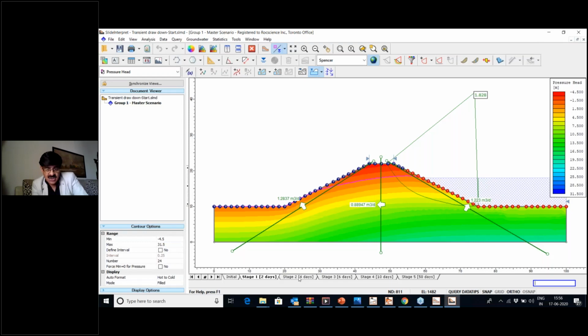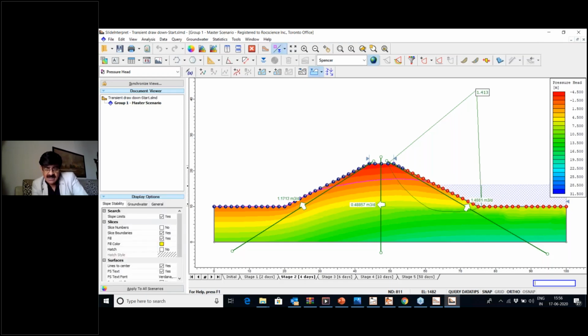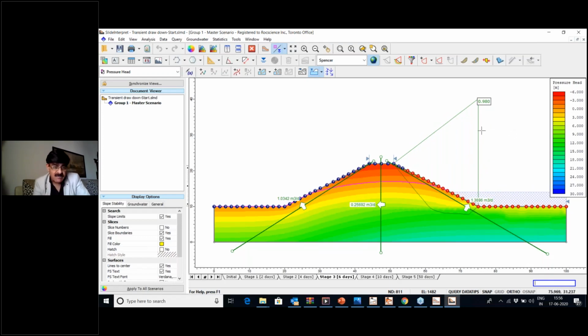At 4 days, when more drawdown happens, the factor of safety drops further, to 1.41. The discharge is not constant. Some more water starts to go out of the body of the embankment here. If you go to stage 3, which is 6 days of drawdown, the factor of safety is now critical, because this is a critical stage where the factor of safety falls below 1, so unsafe conditions. Water is going out of the embankment here, so pretty unsafe conditions.